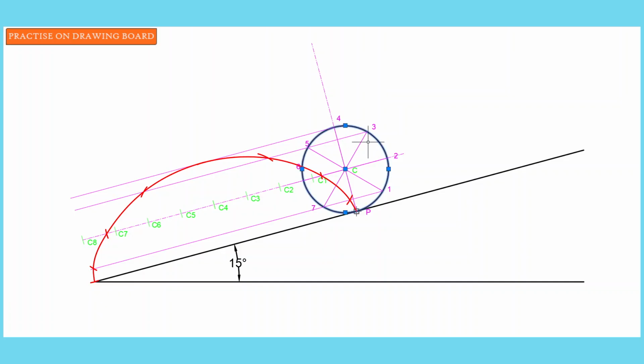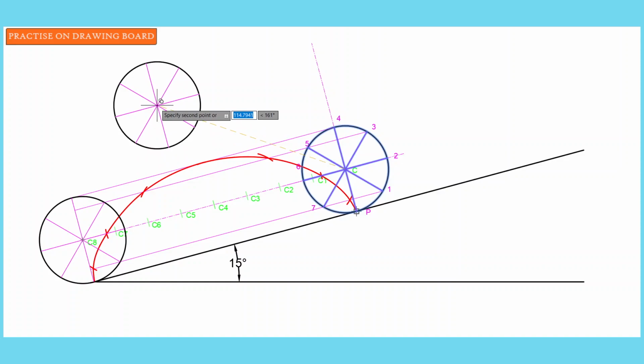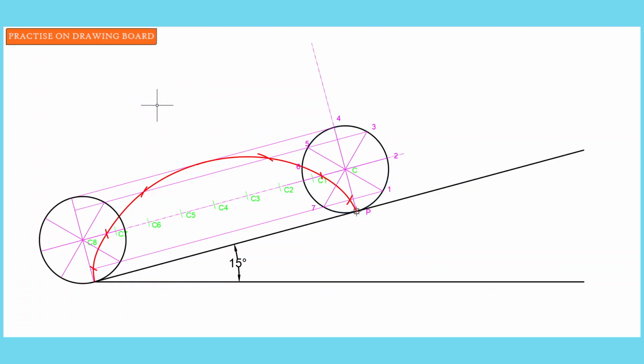Okay. And then once we are done, obviously we have to indicate the stopping position of the rolling circle. So we will redraw the rolling circle at C8 like that, and that will be our solution.